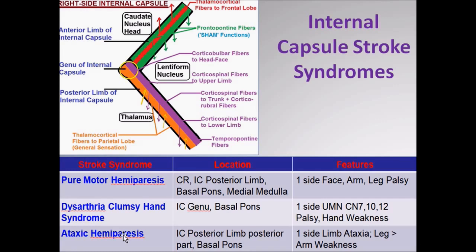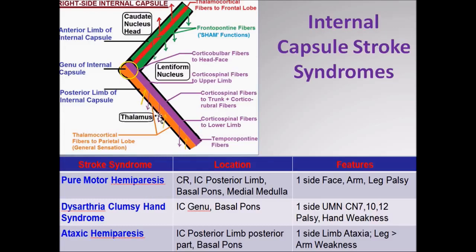Then we have another entity called the ataxic hemiparesis, where the location of lesion is in the posterior part of the posterior limb of the internal capsule, and here the patient presents with again opposite side weakness, where the lower limbs are more weak than the upper limbs, and that's why it is referred to as ataxic hemiparesis. These are just a few of the stroke syndromes involving the posterior limb of the internal capsule.